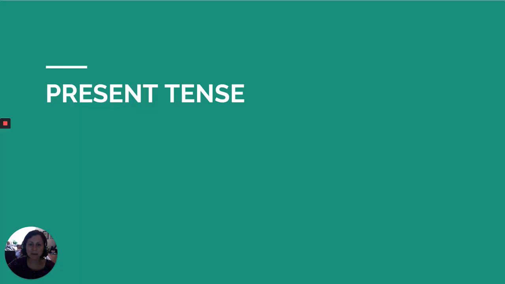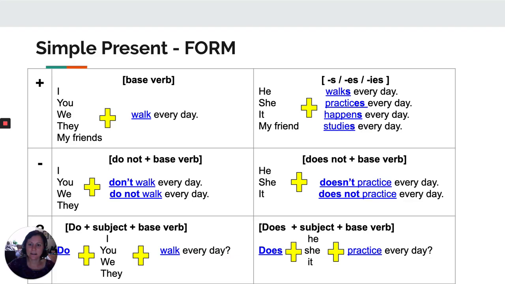First, let's talk about the present tense. So for the simple form, it's very simple. You just use the base verb. I walk, you walk, we walk, they walk, my friends walk every day. So if the subject is one of these, you're going to use the base form.